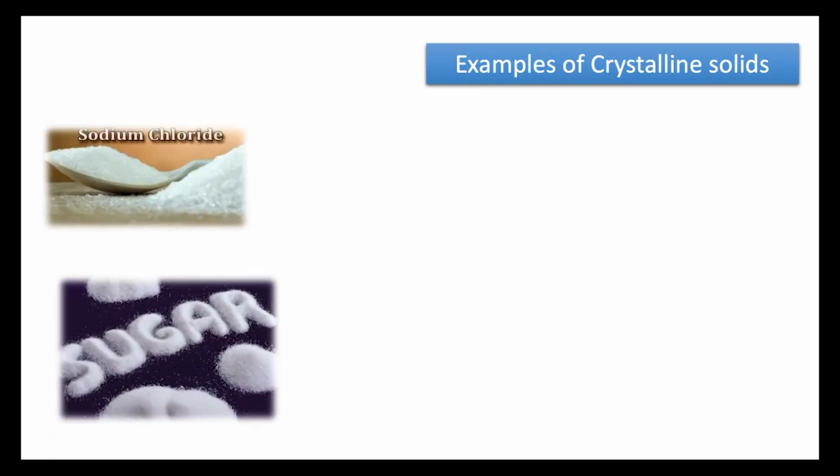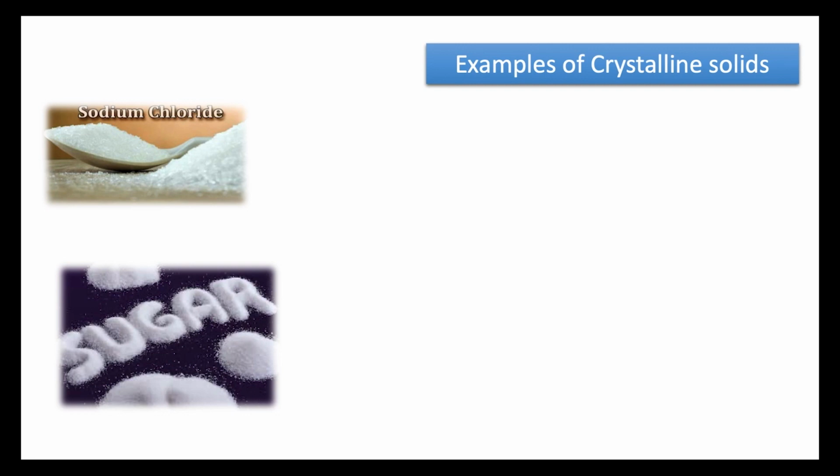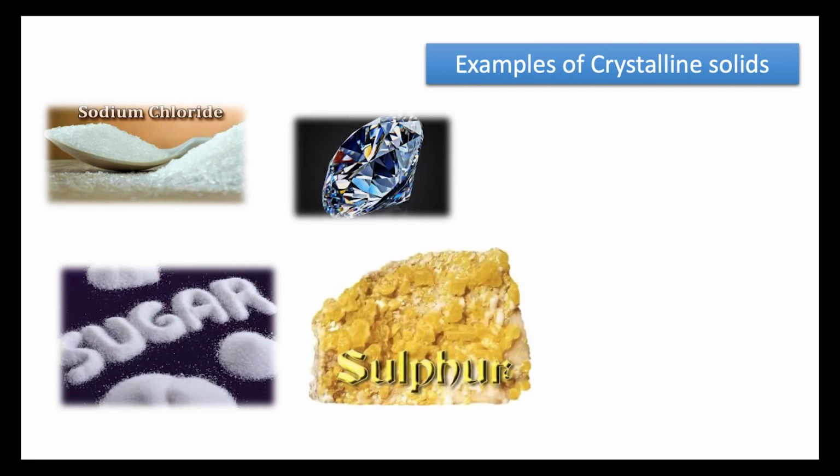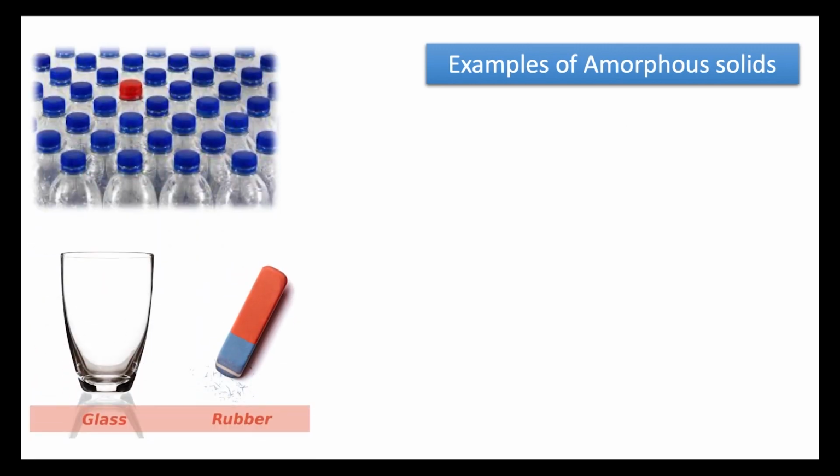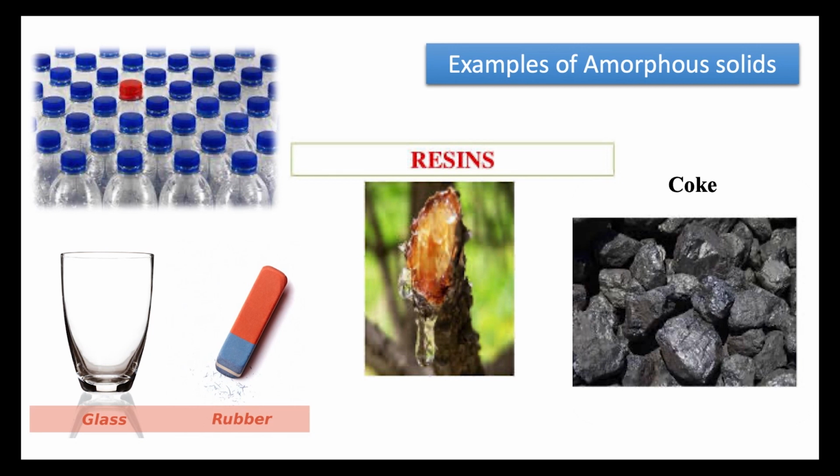Sodium chloride, sugar, diamond, sulfur, and minerals like galena, quartz and pyrite are crystalline solids. Glass, rubber, plastics, resins, coke, etc. are amorphous solids. The next question is whether we can convert an amorphous solid to crystalline.